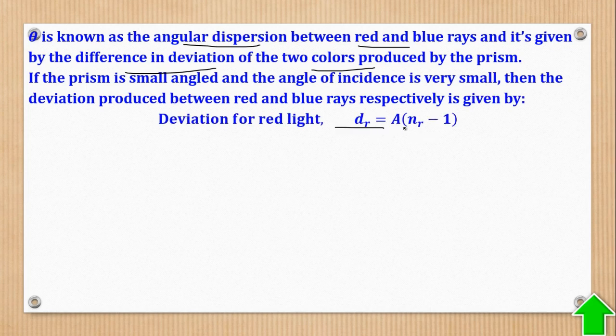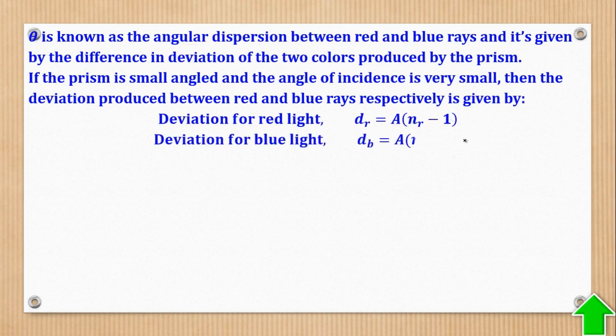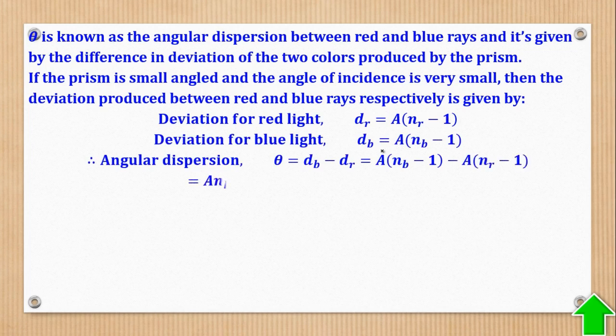So deviation by red light is A in brackets n_r minus 1. Deviation by blue light is A in brackets n_b minus 1. Therefore, angular dispersion can be got by subtracting. Open brackets and simplify to come up with this as the formula for angular dispersion.